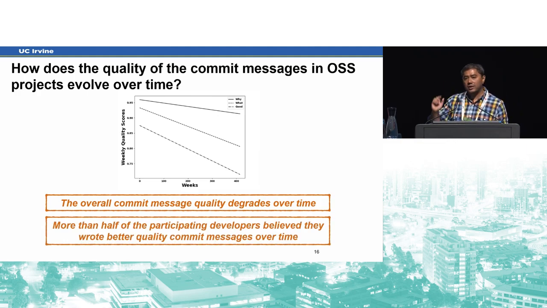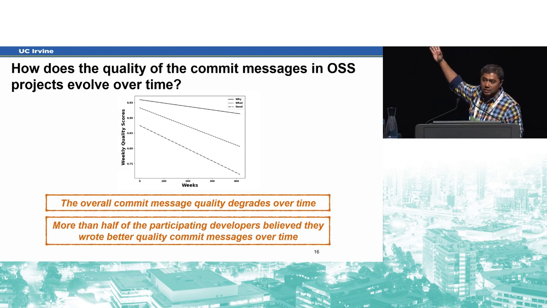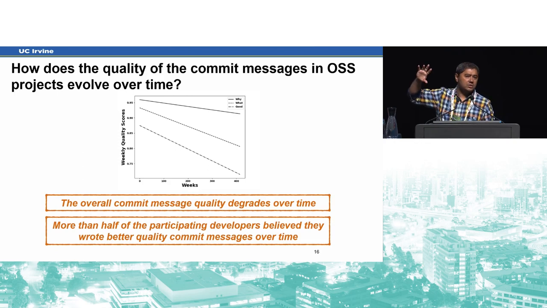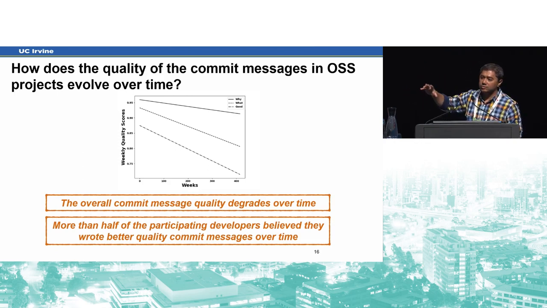Now, if you remember, in the earlier slides, I was talking about how we asked developers about their own perception of their commit message quality. Based on this analysis, we can see that it degrades. However, from the survey results, more than half of the participating developers mentioned that they believe their commit message quality is improving over time, which is clearly not the case, at least based on our observation. This is interesting, but not so surprising, because in other fields of software engineering, we have seen similar trends where the perception is different from reality. So this is another such case.